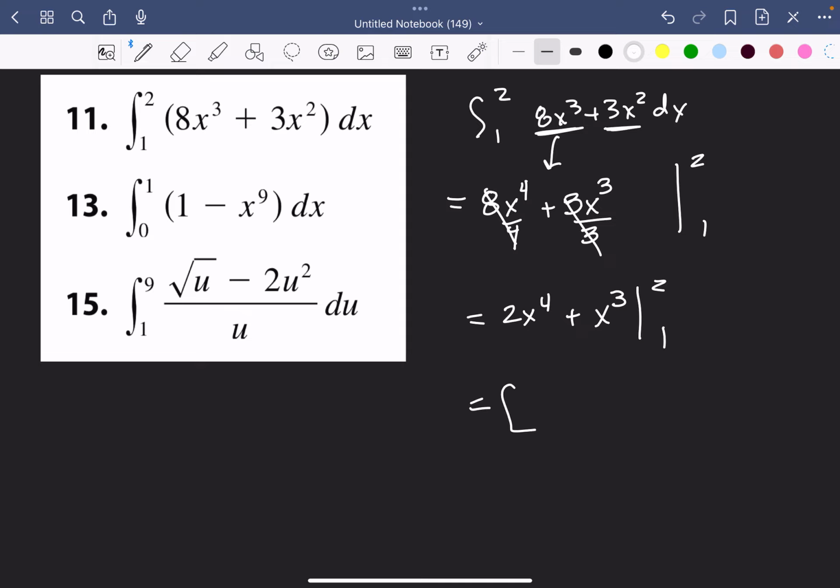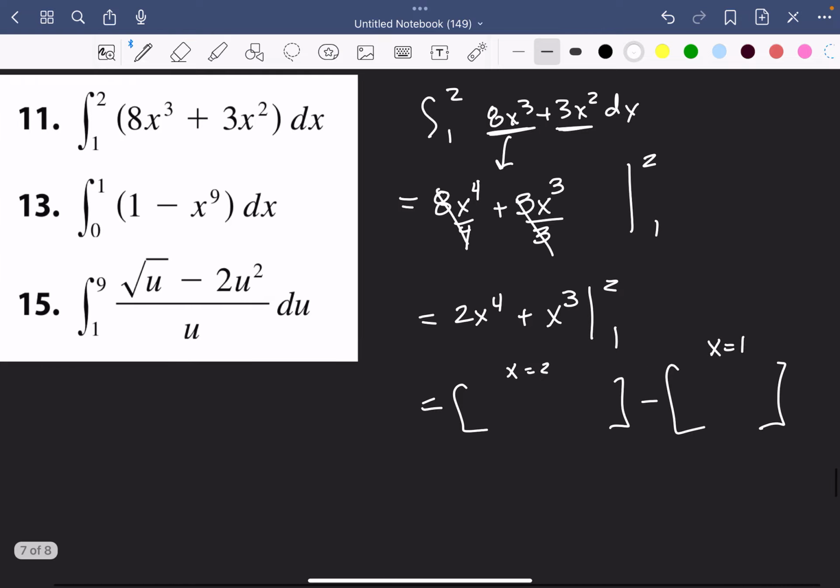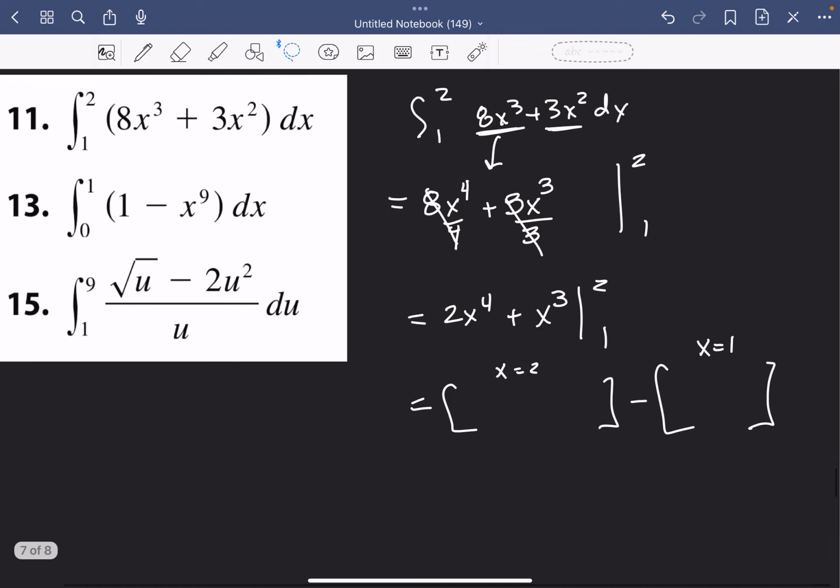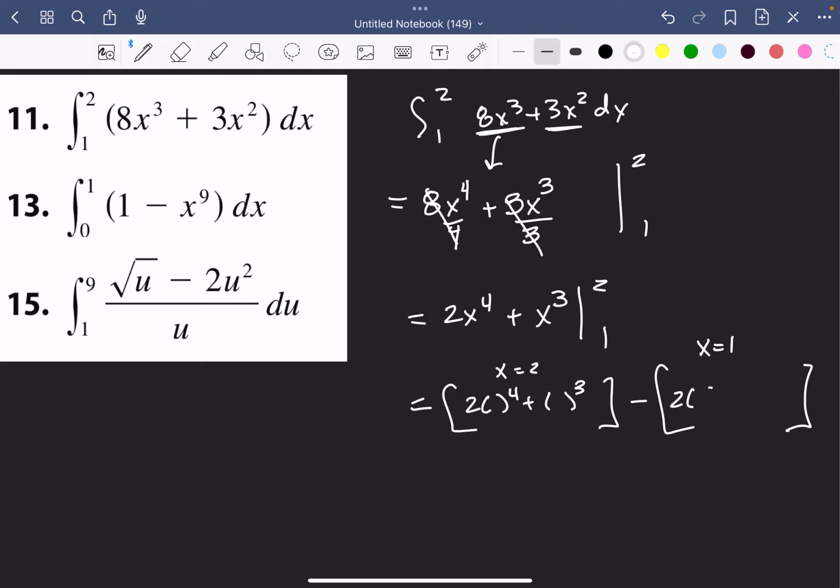So you're first going to plug in x is equal to 2, minus, then you're going to plug in x is equal to 1. Notice how very important those big old brackets are, because if you don't have them, you will screw up your difference at the end. So this to the 4th plus this cubed, this to the 4th plus this cubed, and first you plug in 2, and then you plug in 1.